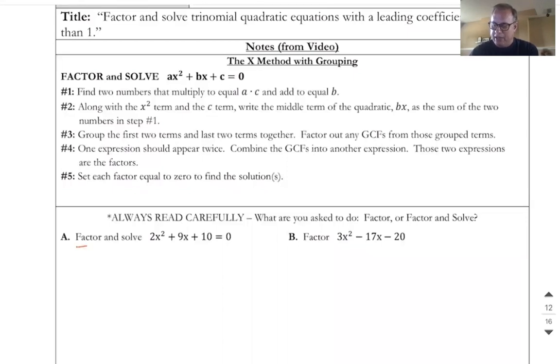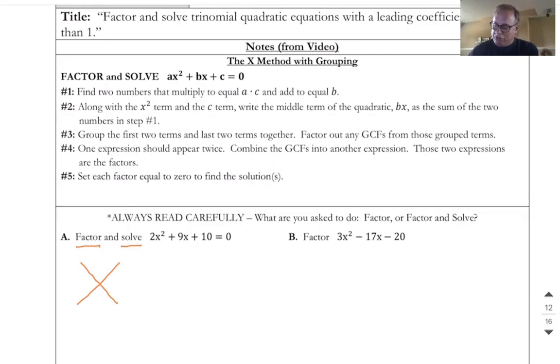A does say that we need to factor and solve. Now, one thing that's true is right now we have an equation, it's equal to 0. Okay, so if we go up to step 1, it says we need to find 2 numbers that multiply to equal A times C and add to equal B. Probably the best method you can use for this is the X method that was introduced in the last 2 videos, and factoring by grouping, which kind of all goes hand in hand. So we're using the X method with some grouping.